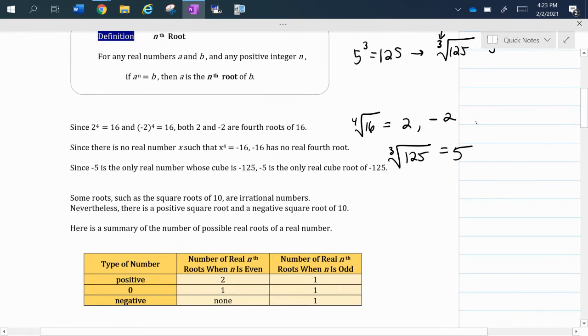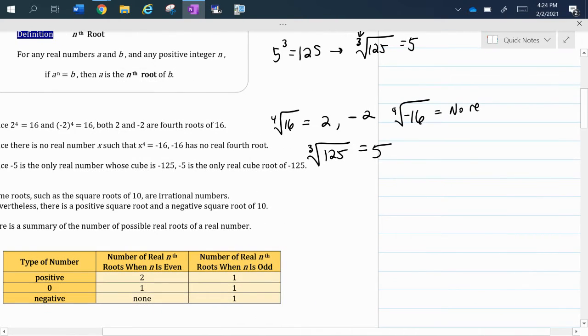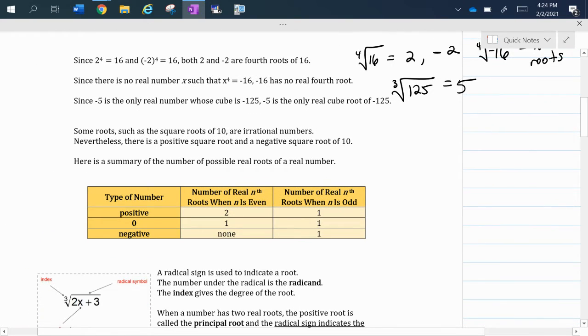And if we're talking about the fourth root of negative 16, what number to the fourth power would give me negative 16? That would be no real roots, because we know that any number raised to the fourth power will never be negative 16. So this little table gives us an idea of how many real roots an nth root would have.